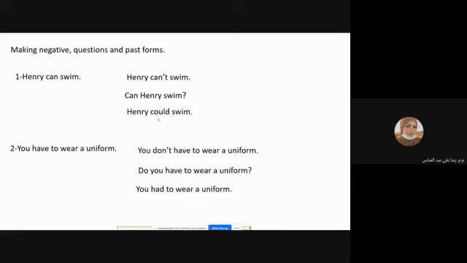It is considered a polite request. Two: you have to wear a uniform. In negative we say you don't have to wear a uniform. In a question, do you have to wear a uniform? And in the past, you had to wear a uniform. In the negative I used don't after the subject. In the question I put do before the subject, and in the past I changed have to into had to.